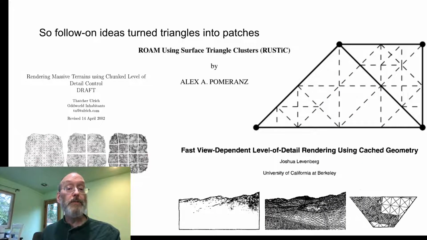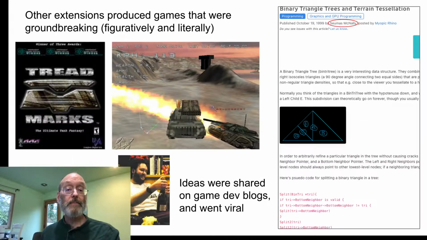Several results came out to address the need to compute more triangles using less CPU work. All involved using patches of pre-optimized triangle meshes to replace the individual triangles within a ROAM optimizer. I'll point out 3 results in this area by Alex Pomerantz, Thatcher Ulrich, and Joshua Levenberg, respectively. Their algorithms reduced CPU work by orders of magnitude while closely approximating the optimality of working one triangle at a time. The ROAM ideas were adapted and extended in creative ways by the game development community.